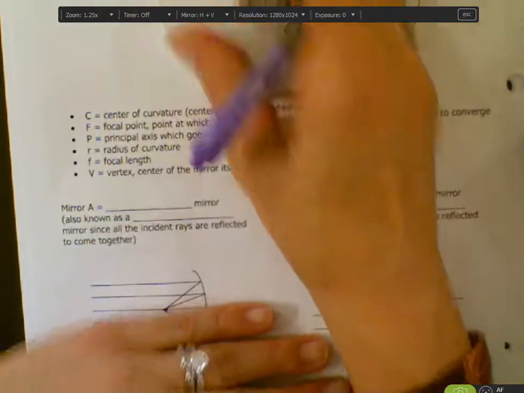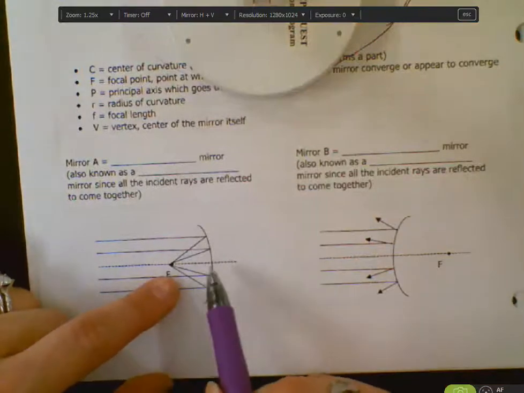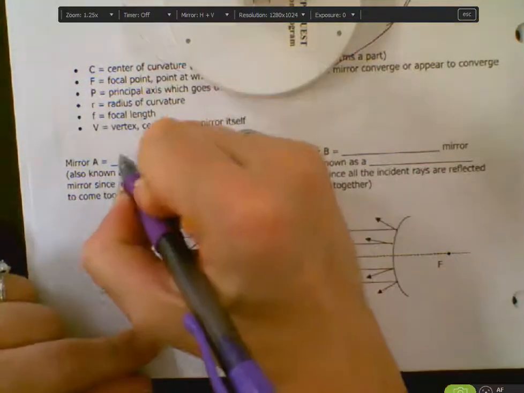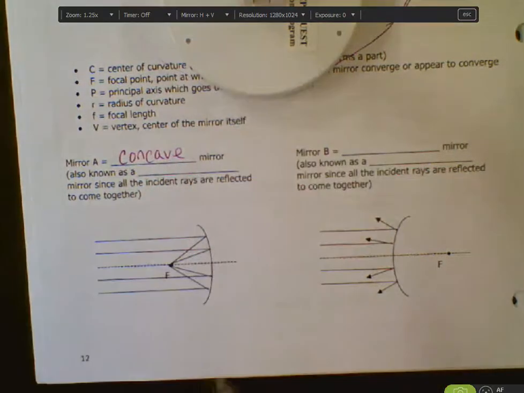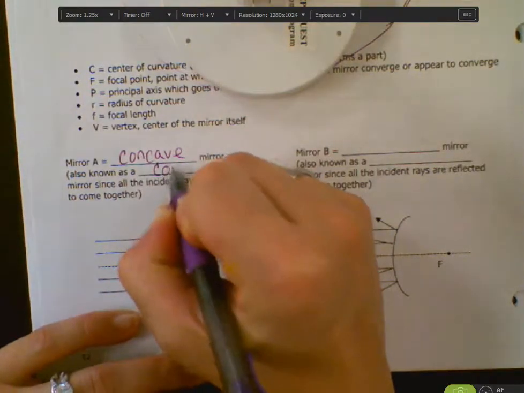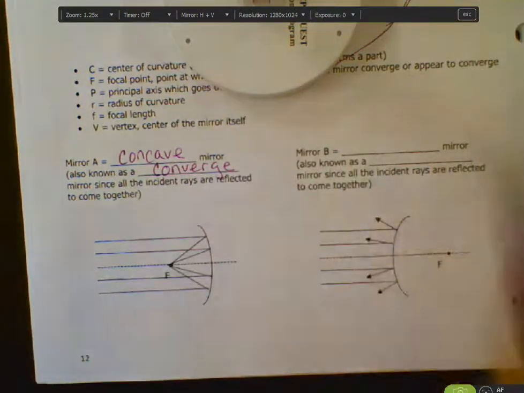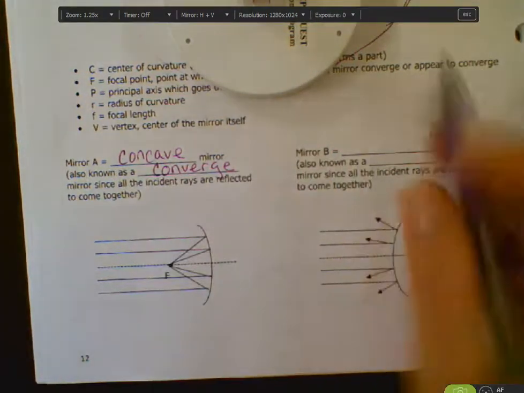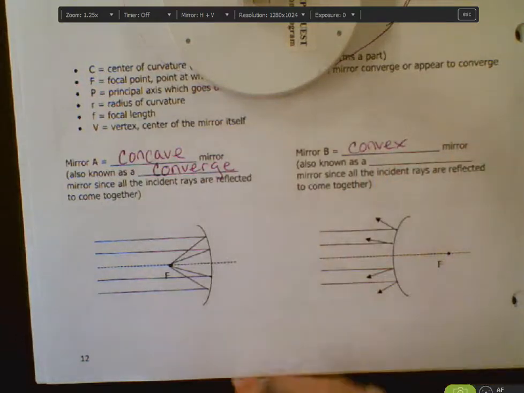So the first mirror that we're going to look at, is it concave or convex? Yep, concave. And for concave mirrors, does it converge our light or does it diverge our light? Converge, correct. And mirror B, is it concave or convex? And does it diverge or converge?